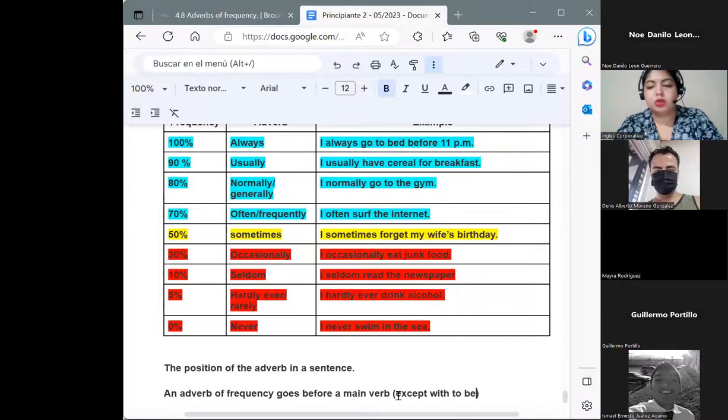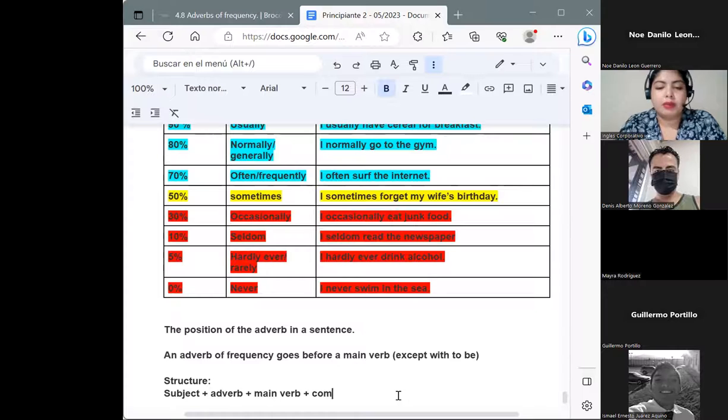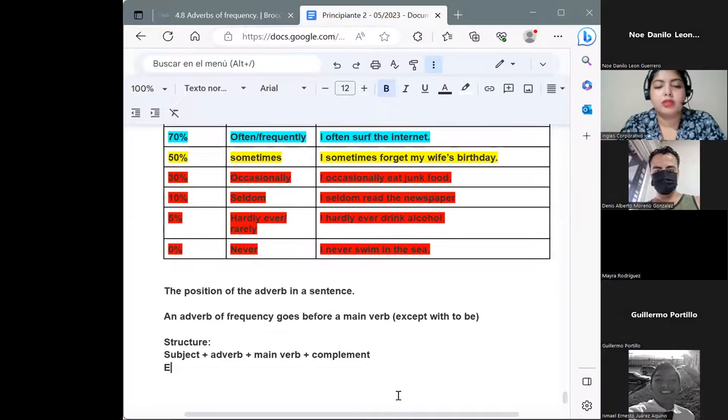Ahora vemos cuál es la estructura. The structure is subject plus the adverb plus the main verb and obviously the complement. Agregamos siempre nuestro complemento. Vamos a ver algunos ejemplos.